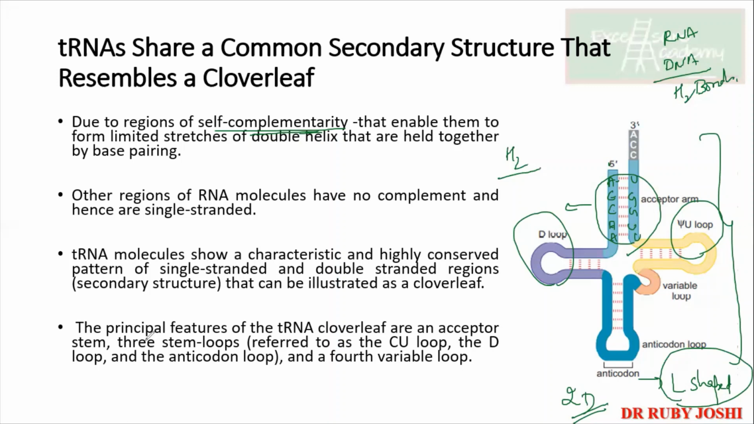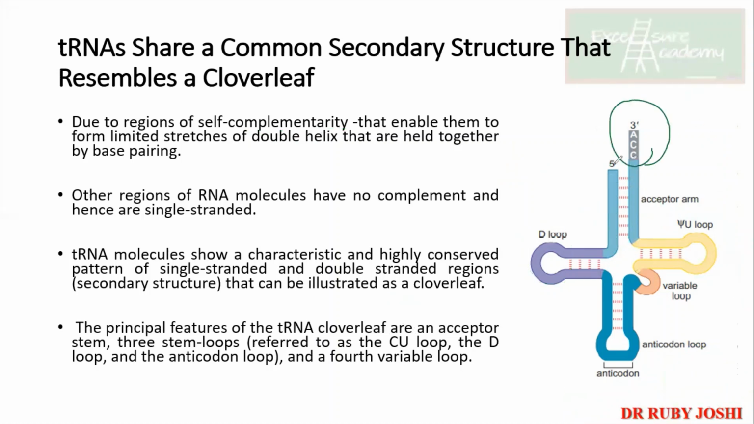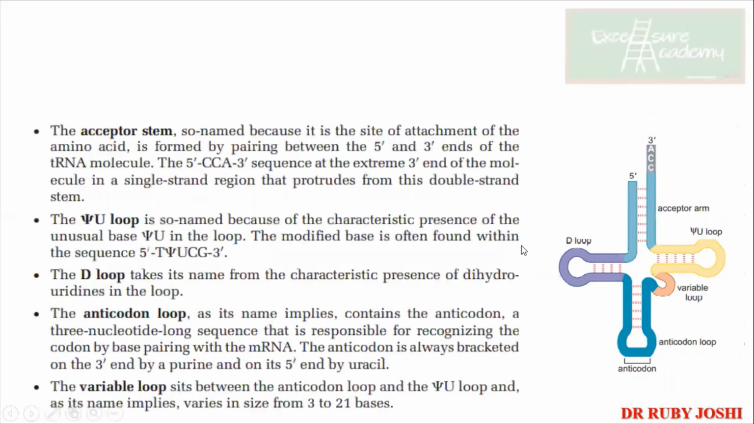Okay. So tRNA molecules show a characteristic and highly conserved pattern of single-stranded and double-stranded regions, which is shown as a clover leaf structure. The principal features of the tRNA clover leaf are, of course, the acceptor arm. Then there are 3 stem loops. Those are your pseudo-uridine, dihydrouridine, and variable loop, and the other fourth loop, which is the anticodon loop. Okay. So these are the characteristic loops. Let's talk about each of them.